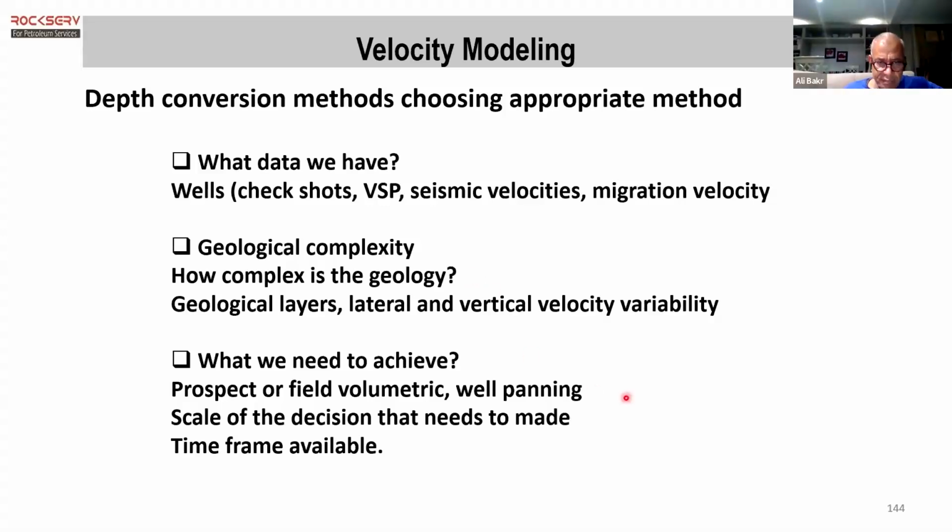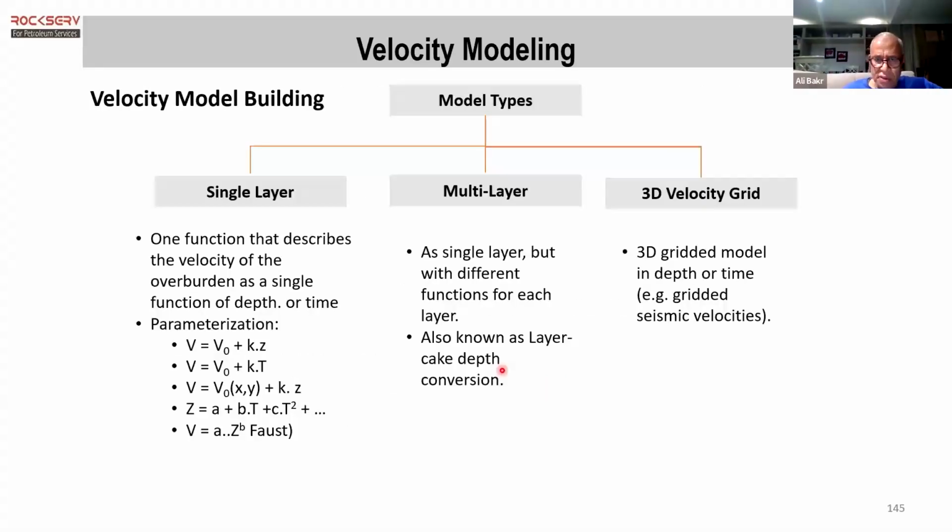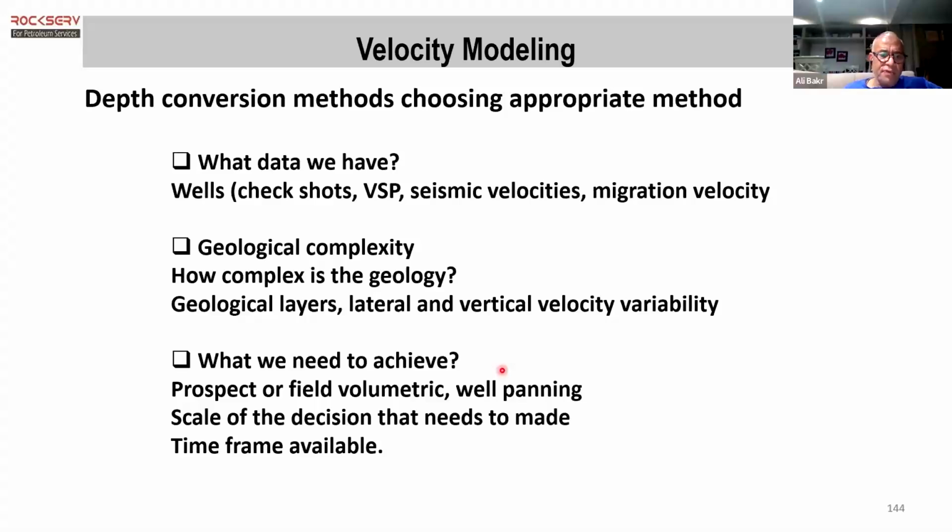Yes? Now, the third question, ask yourself why you are doing depth conversion. Why are you doing depth conversion? Are you doing depth conversion for a prospect, as an example, to calculate volumetrics, or to prepare a well plan, or to convert our volume from time to depth? We have to do that.